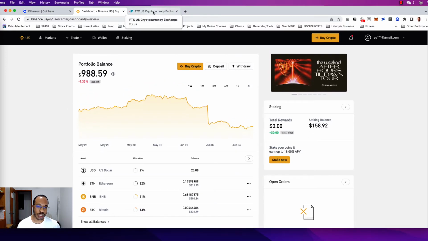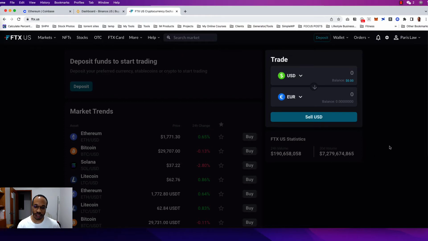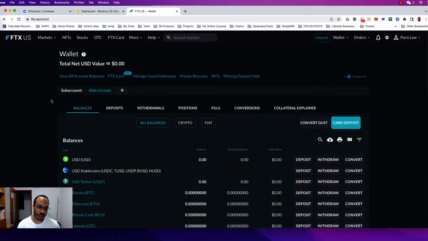FTX is actually slightly different when you get to their main page. You have to go and look at the portfolio, which is under the wallet, if you want to see your total accounts. I just signed up for it, and I don't have anything in my portfolio, but if I did, that's what it would look like. It doesn't have that nice chart-based top layout where it shows you how your balance is going over time, but it does offer a clean table-like experience.